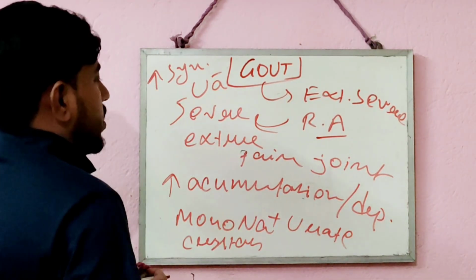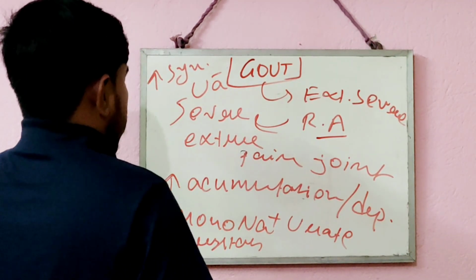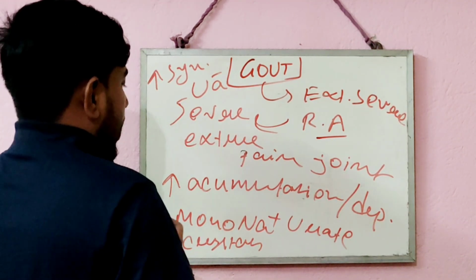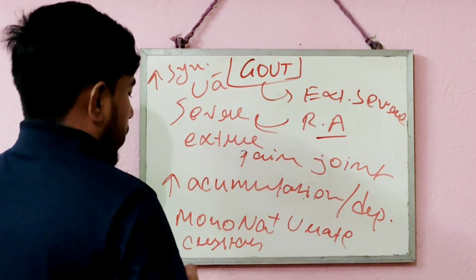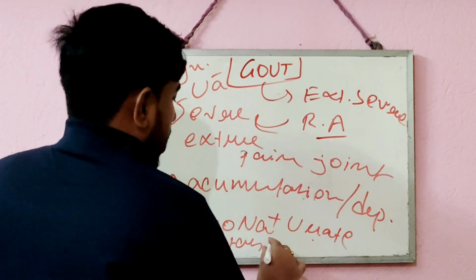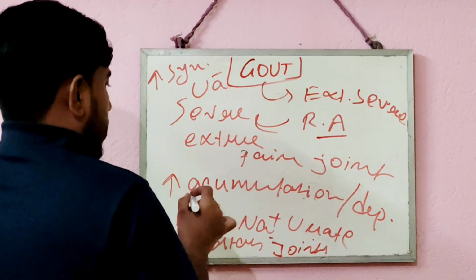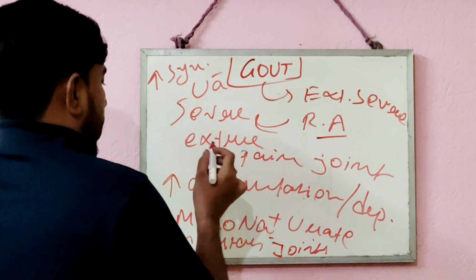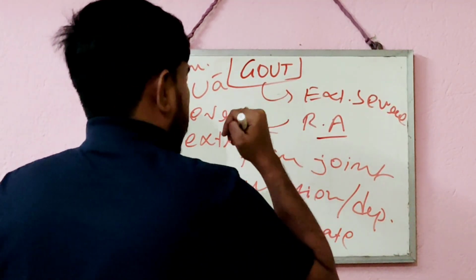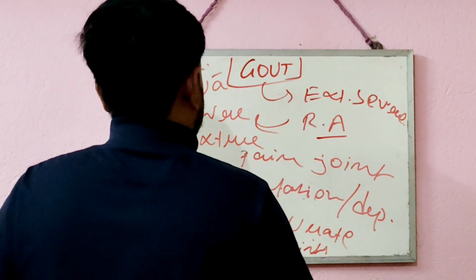So what is GOUT? GOUT is the severe or extreme version of rheumatoid arthritis where the patient is feeling severe pain and joint inflammation due to the over accumulation or deposition of monosodium urate crystals in their joints. Due to that, joint pain and inflammation goes into an extreme version, more extreme and severe than rheumatoid arthritis, and then it is called GOUT.